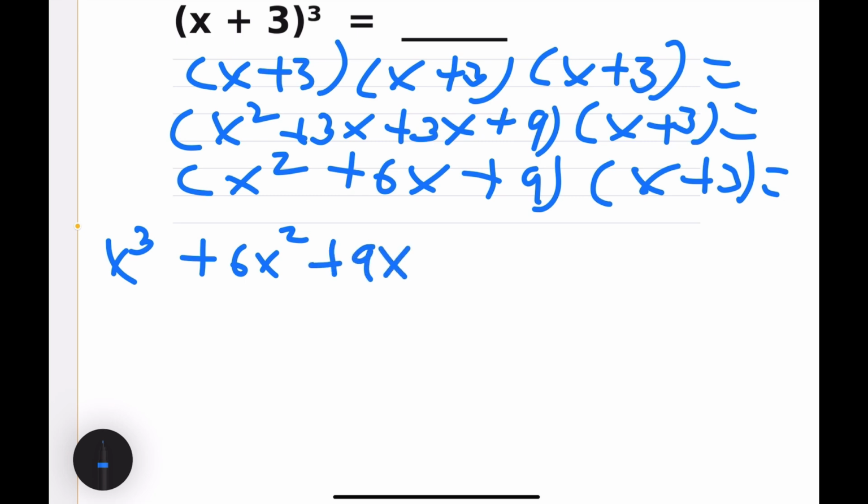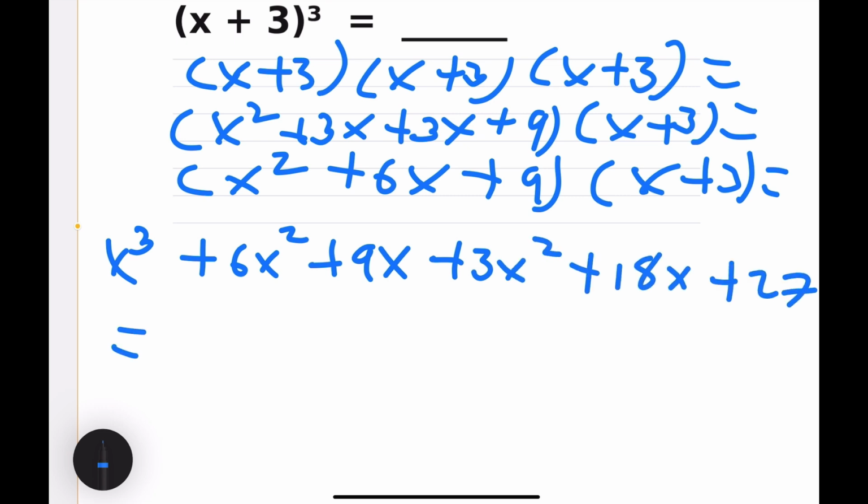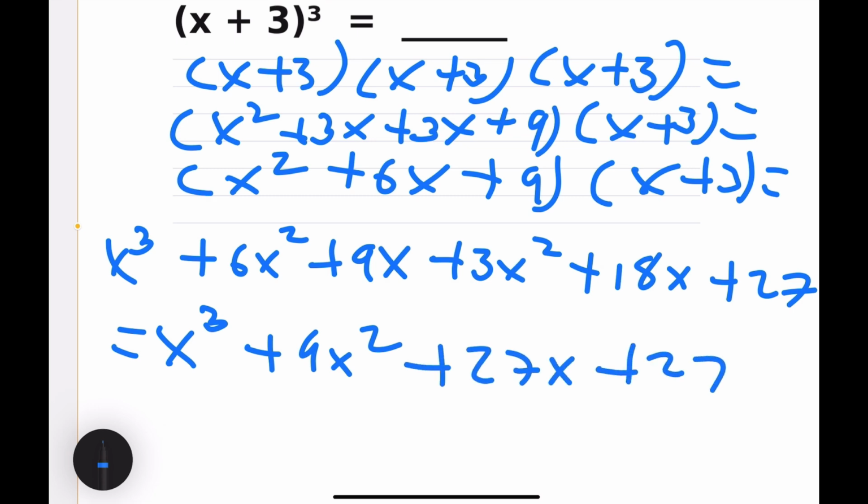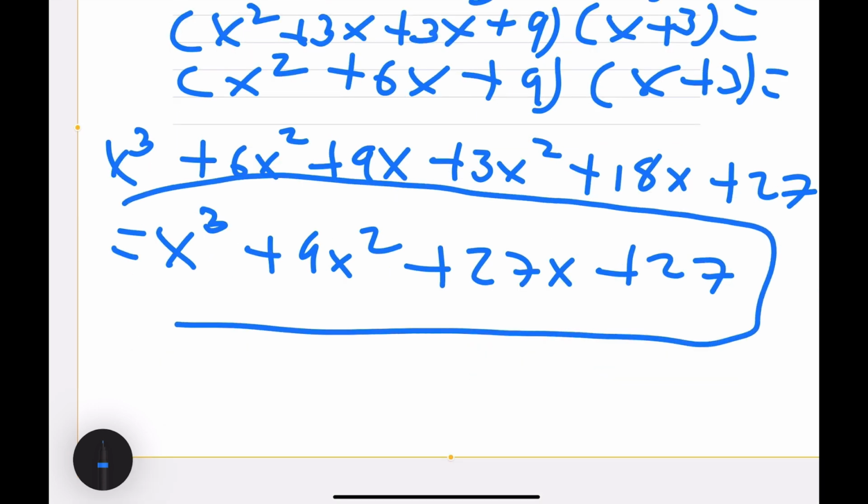And now we can multiply the 3 by everything on the left. So we get 3x squared plus 18x plus 27. And now we can simplify it by collecting like terms. So we get x cubed plus 9x squared plus 27x plus 27. So that would be the final answer.